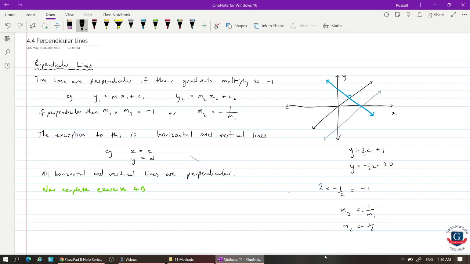Once you've understood that, go ahead and complete exercise 4D. There's lots of examples of perpendicular lines on there and they're worth looking at.